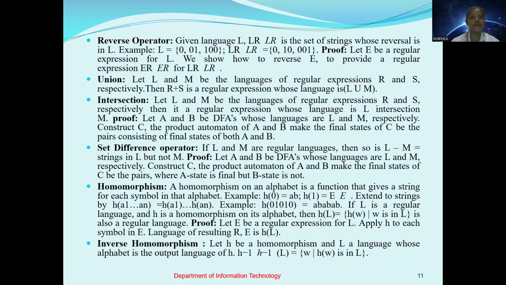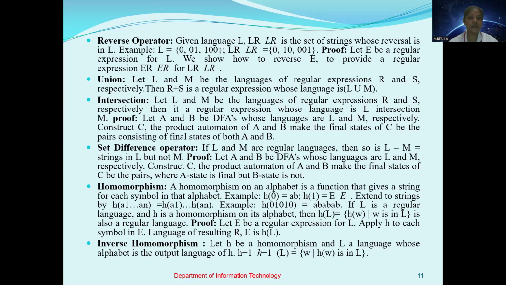Next one is the union. Let L and M be the languages of regular expressions R and S respectively. Then R plus S is a regular expression whose language is L union M. Intersection: let L and M be the languages of regular expressions R and S respectively. Then there is a regular expression whose language is L intersection M. Set difference operator: if L and M are regular languages, L minus M equals strings in L but not in M.